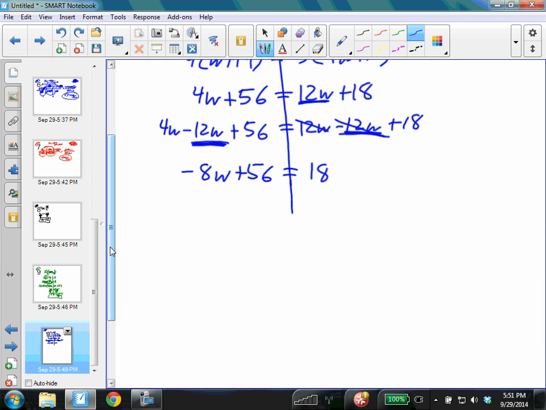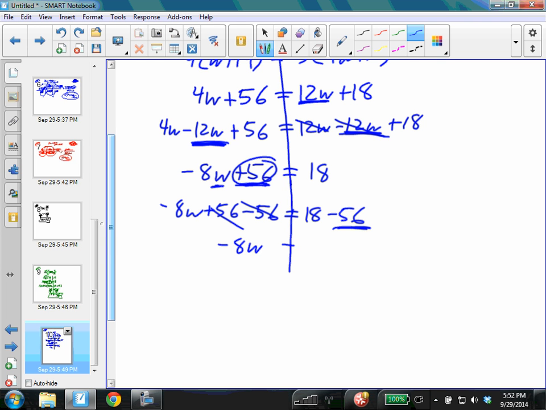Now, I need to get w by itself, so the first thing I've got to move is the 56, and since it's positive, I'm going to subtract it. So negative 8w plus 56 is what we already had, but now I'm going to get rid of it by subtracting 56, and I'm going to do it on both sides of the equal sign. So on the left-hand side, the positive 56 and the negative 56 cancel, and I end up with negative 8w is equal to 18 minus 56, which is going to give us negative 38.